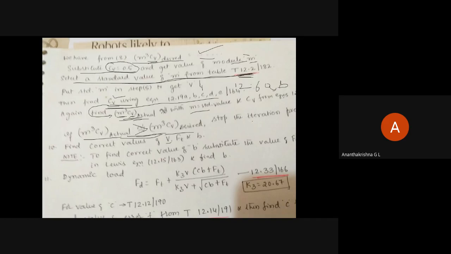Then stop the iteration process and then find the values of Ft, velocity anyway it's found out, and B from Lewis equation. Got my point now? Did you get the point? Yes, sir. So note down up to this. Then we'll go to dynamic load. We have 2 more steps, so we can finish. Note down up to that.